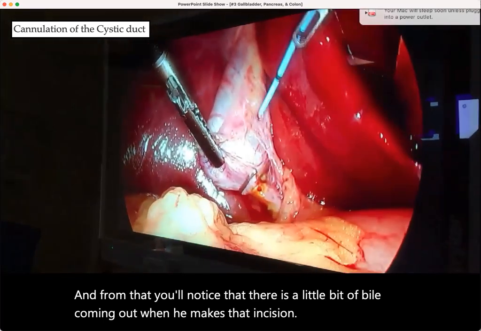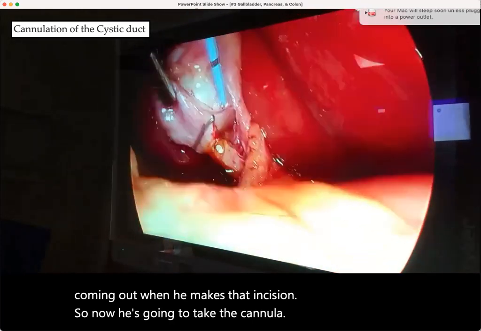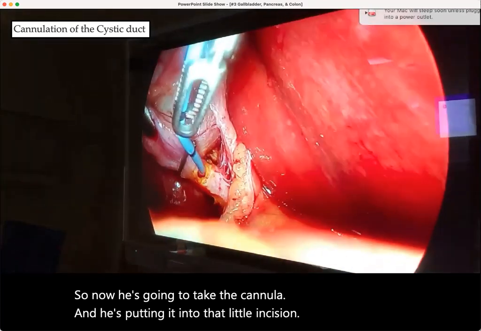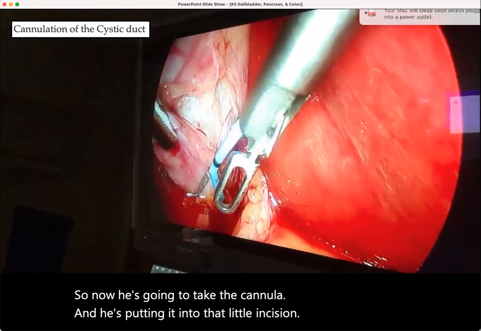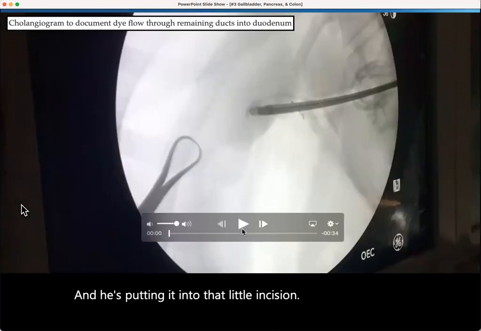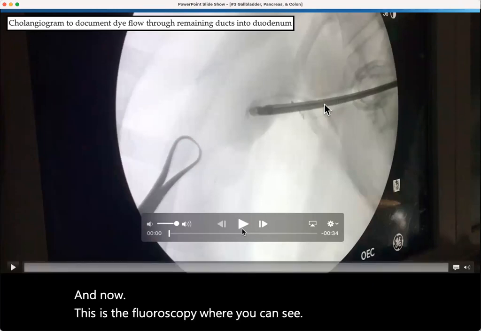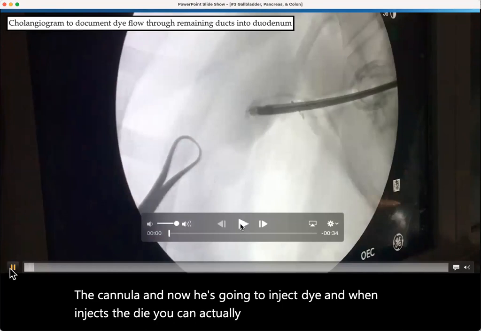So now he's going to take the cannula and he's putting it into that little incision. And now this is the fluoroscopy where you can see the cannula, and now he's going to inject dye. And when he injects the dye, you can actually see the dye flow through.